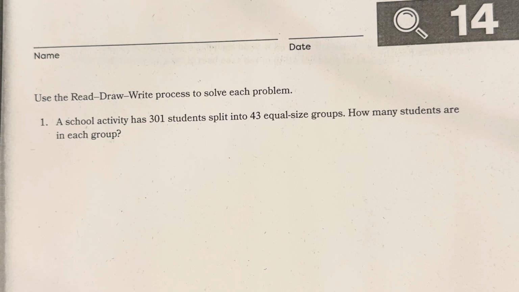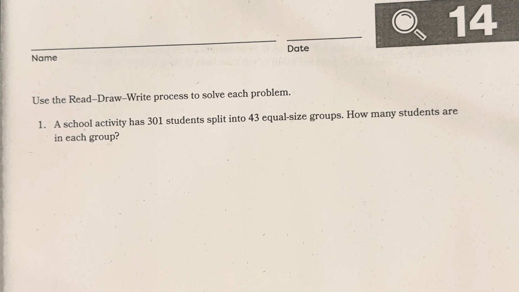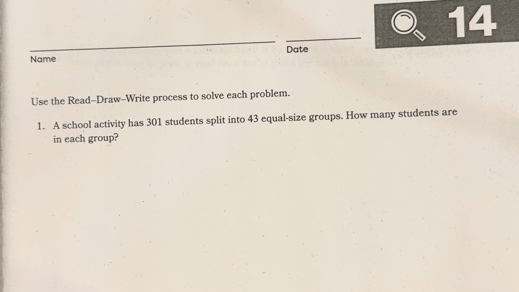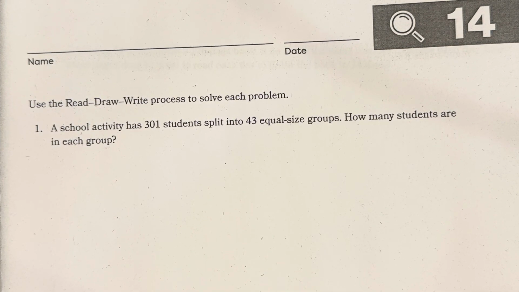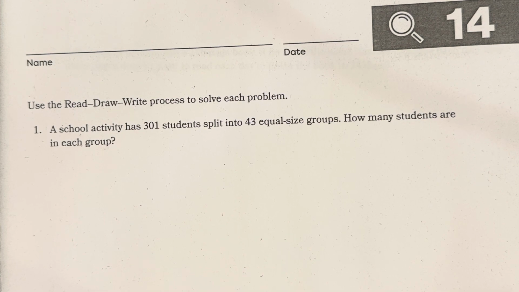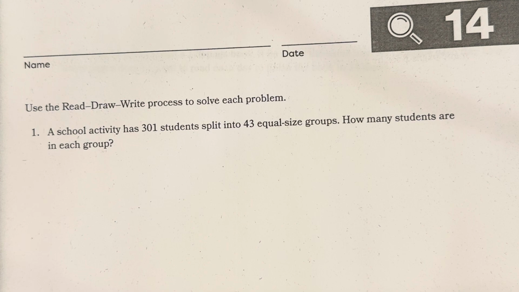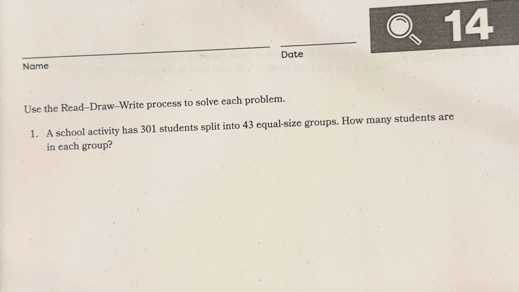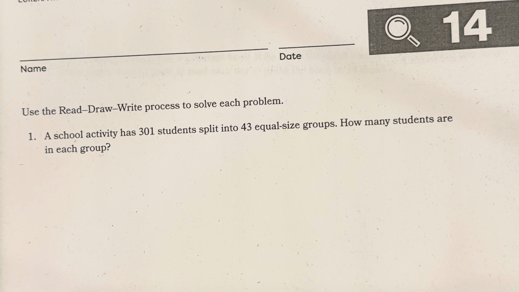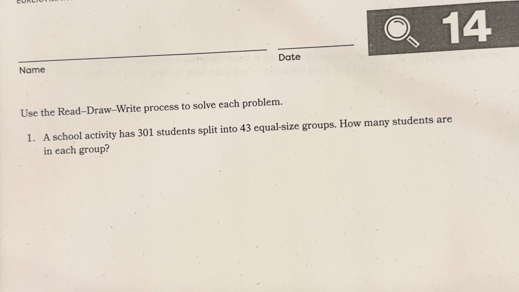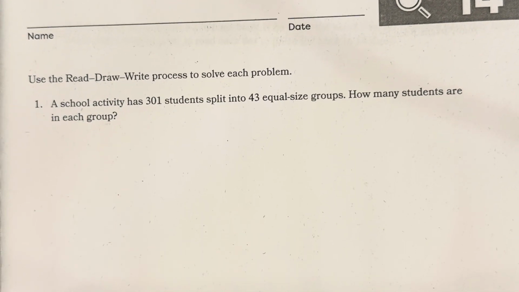Tonight we are on Module 1, Lesson 14, and we're going to continue working on division. So our directions say, use the read, draw, write process to solve each problem. I'm going to do the first one for you. It says a school activity has 301 students split into 43 equal size groups. How many students are in each group?